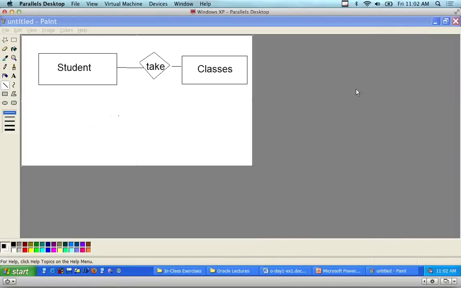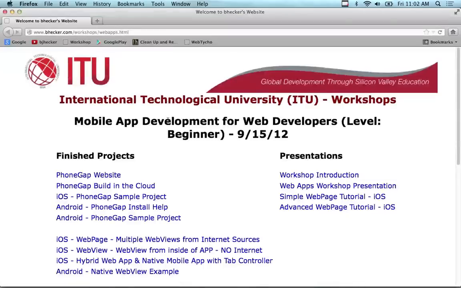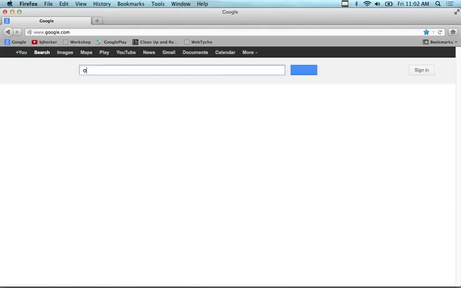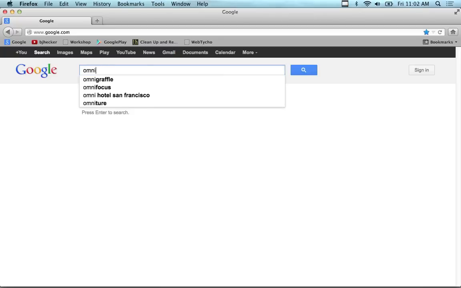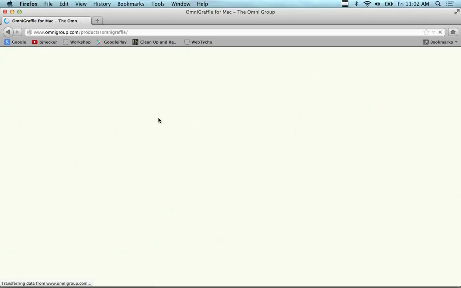If you're on a Mac computer, OmniGraffle is your best drawing tool. So you can go to Google and type in OmniGraffle. This is the one I recommend. In fact, it works so well. It works like an iPad too. Wow.